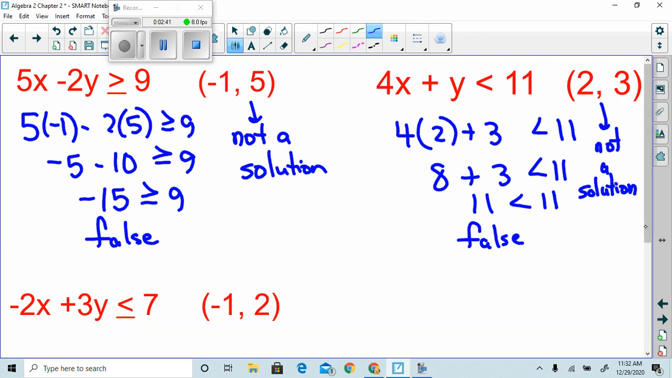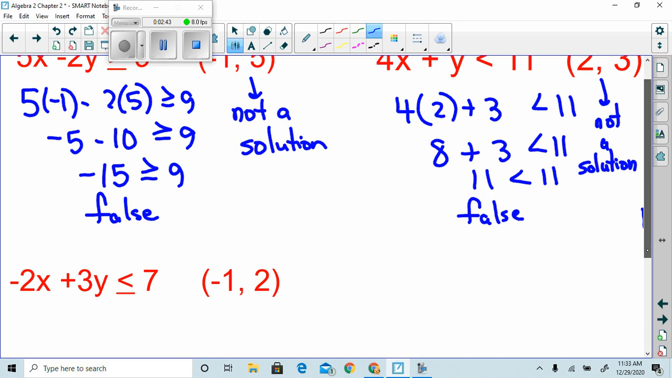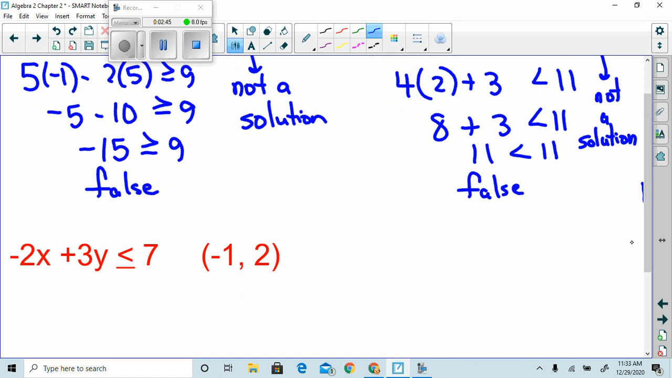Here's a third one for you to try, and we'll go over that one in our session. Substitute in your x and y and see what that results in.